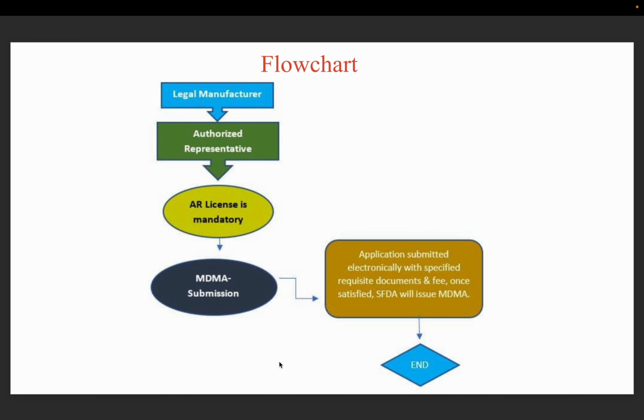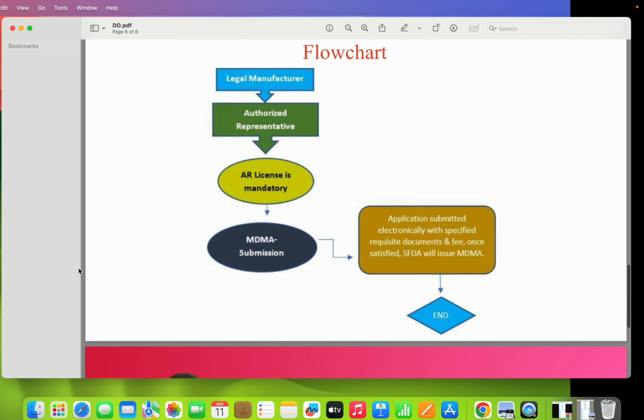So usually an application is submitted electronically with the specified requisite documents. Once you submit, you need to pay the applicable fee. Assuming the SFDA finds that you comply with the requirements, they will give you the MDMA, and you are then eligible to sell your product in the market. So this was the basic flowchart. Now I'll go into one step more detail with the other flowchart.